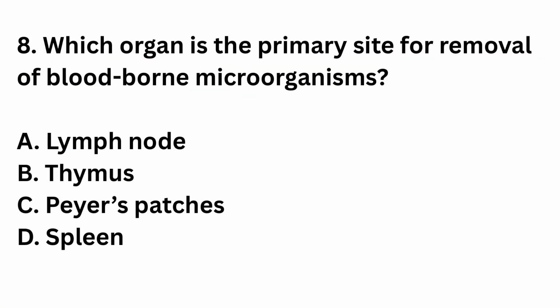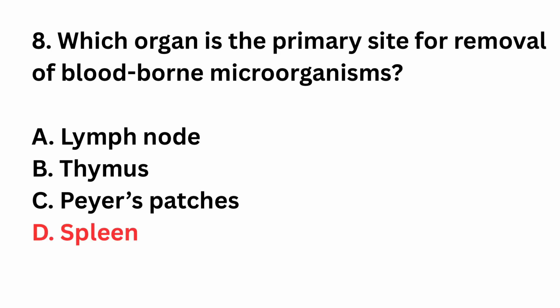Question number 8. Which organ is the primary site for removal of blood-borne microorganisms? Lymph node, thymus, Peyer's patches, spleen. The right answer is option D, spleen. The spleen filters pathogens from the bloodstream. It is vital for systemic immunity.